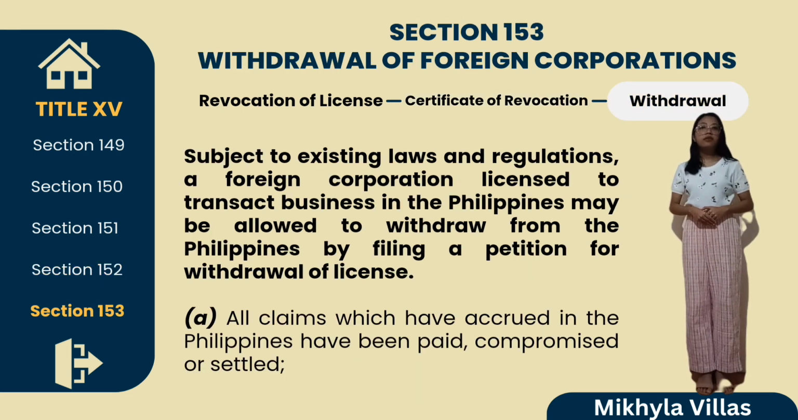Section 153 of the Revised Corporation Code of the Philippines outlines the process for a foreign corporation licensed to transact business in the Philippines to withdraw from the country. This section ensures that the foreign corporation fulfills all its legal and financial obligations before it can withdraw from the Philippines. It protects the interests of the government, creditors, and other stakeholders. It also ensures transparency in the withdrawal process. First is filing a petition. A foreign corporation may be allowed to withdraw from the Philippines by filing a petition for withdrawal of license. This is subject to existing laws and regulations.